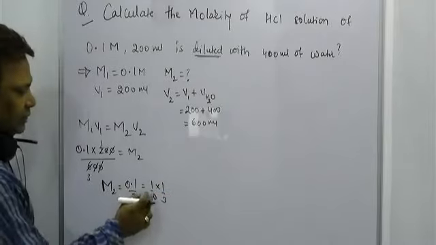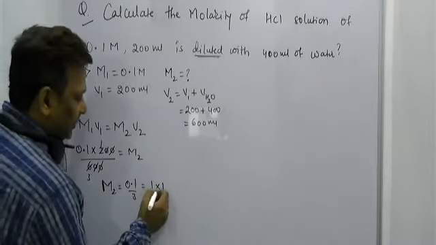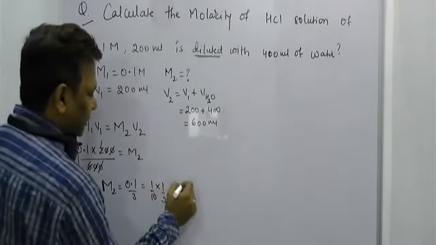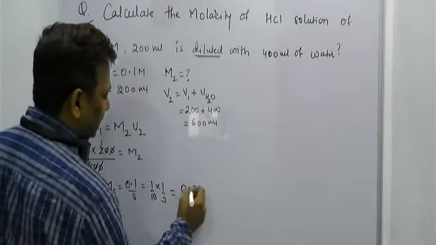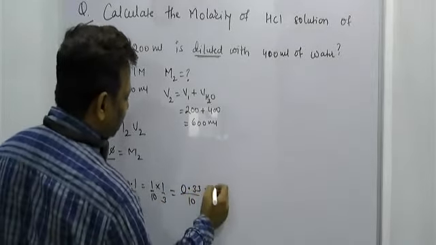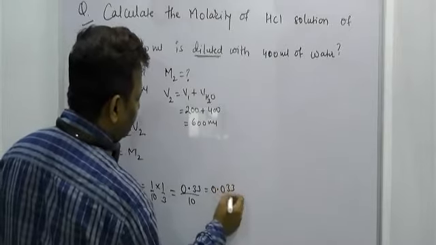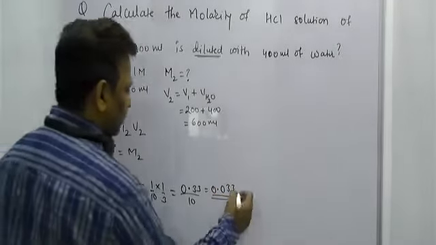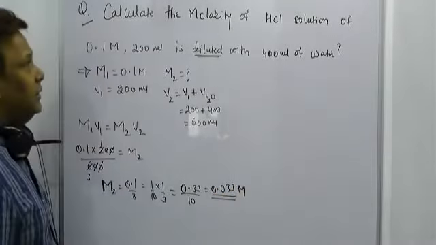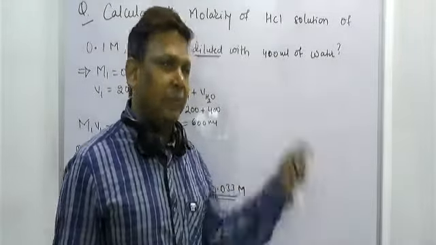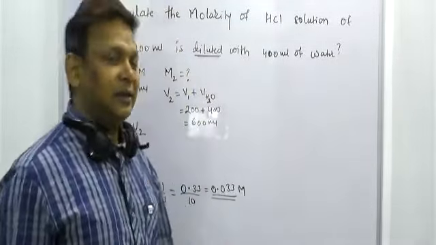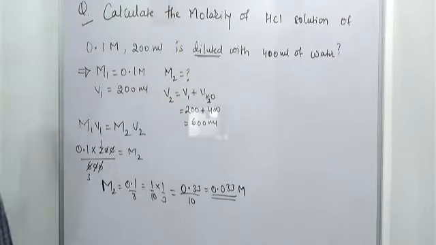0.1 can be written as 1 by 10. And 1 by 3, the value is 0.33, so 0.33 by 10. That means it becomes 0.033, the molarity of the HCl solution when it is diluted with 400 ml of water. Very good. Take a screenshot.